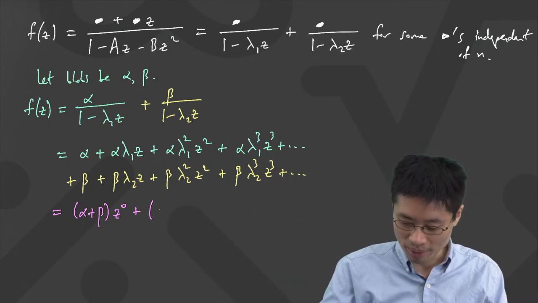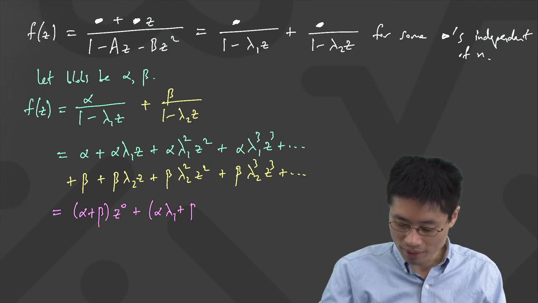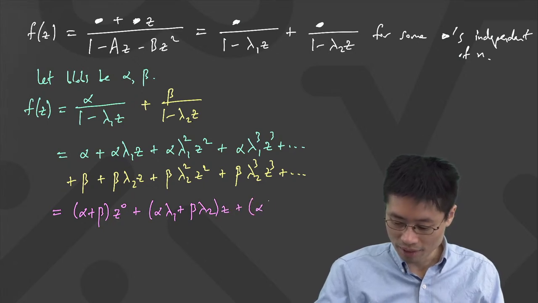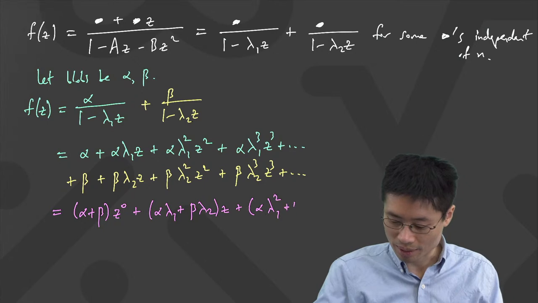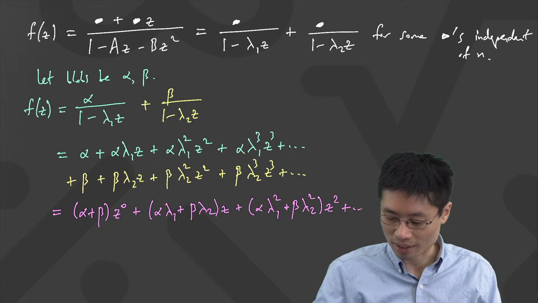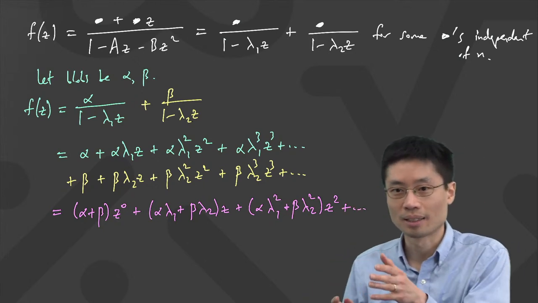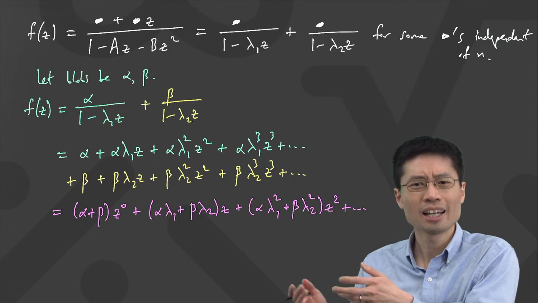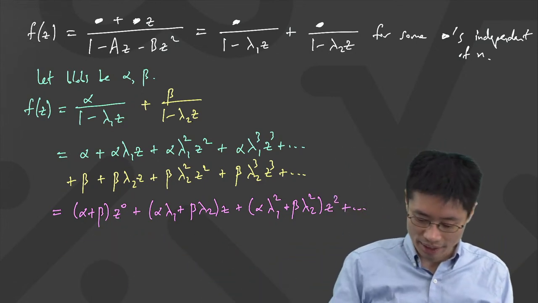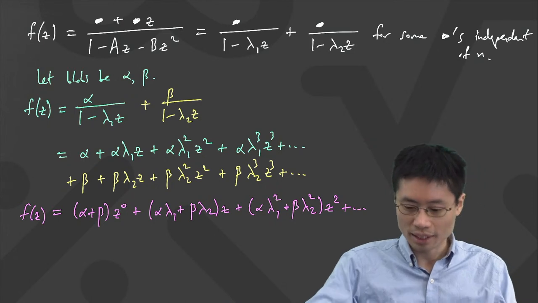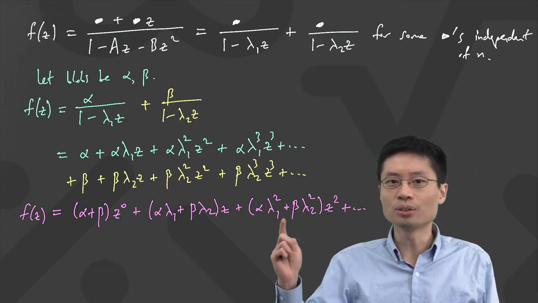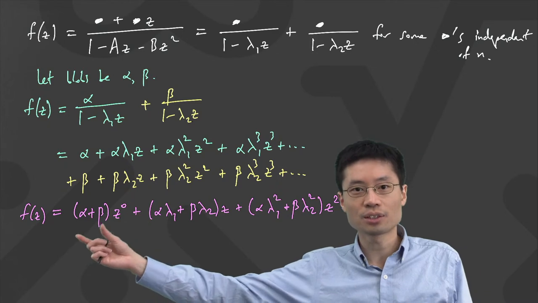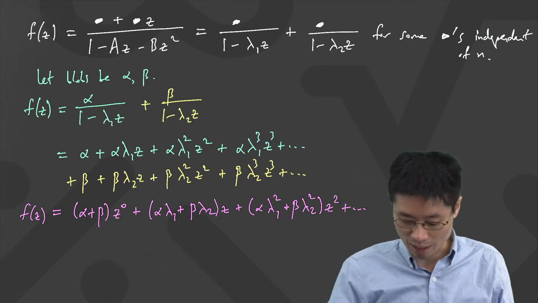And so the next one is going to be alpha lambda 1 plus beta lambda 2 z's plus alpha lambda 1 squared plus beta lambda 2 squared z squareds plus dot dot dot. So here's the step that one of the students pointed out: hang on a second. So I've just written f of z as this infinite power series. How did you know that that means that the first coefficient matches the first coefficient I had before?